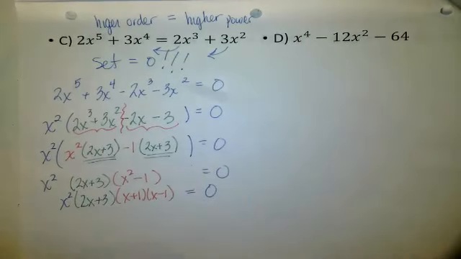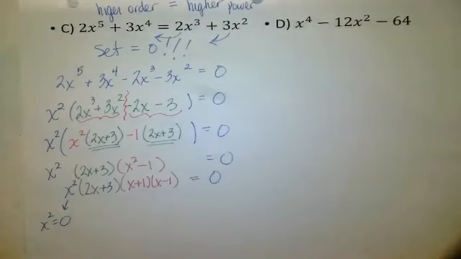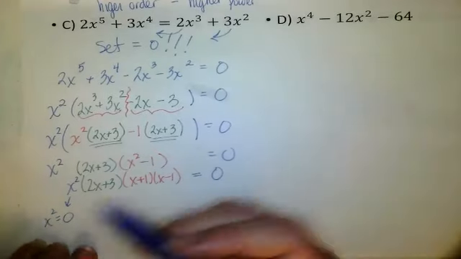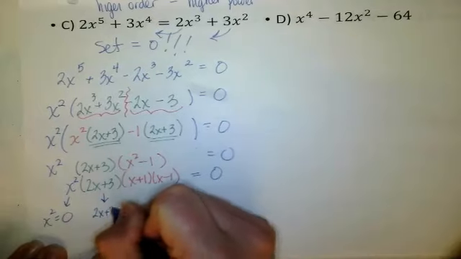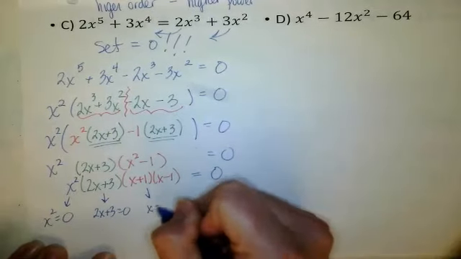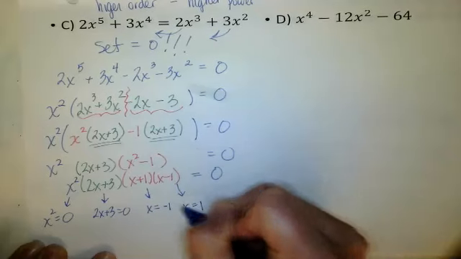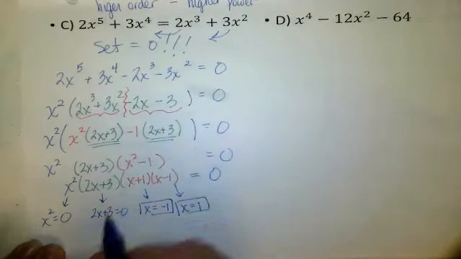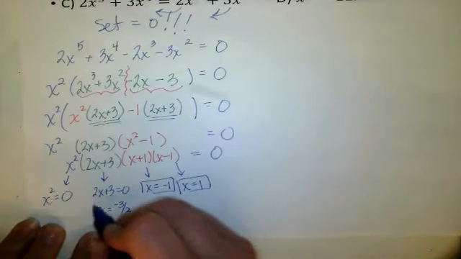So here I'm going to set each factor equal to 0. X equals 0, negative 1, and 1. And then that's a good question. Okay, I see it. I'll answer it in just a second. So we set each thing equal to 0. So we get 2x plus 3 is equal to 0, and then x equals negative 3/2. What does x equal here? All right, negative 3/2. Very good.